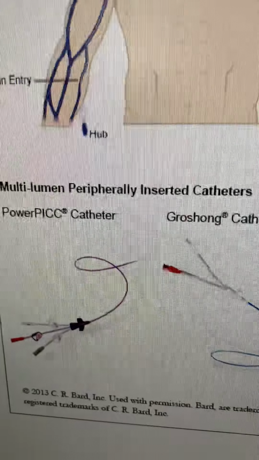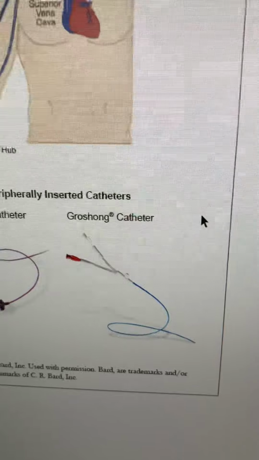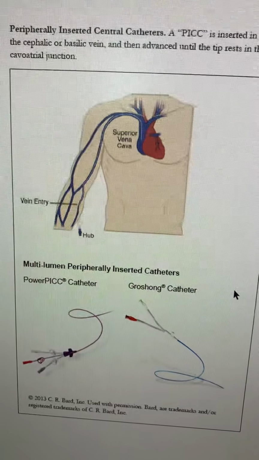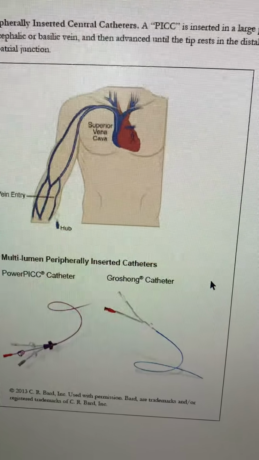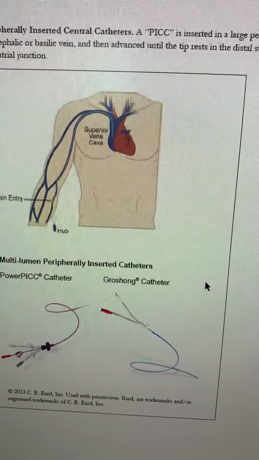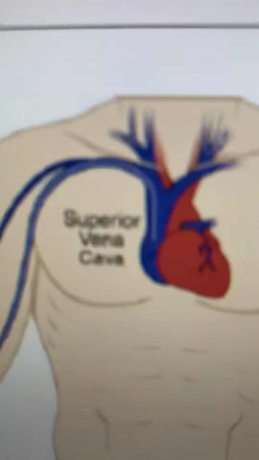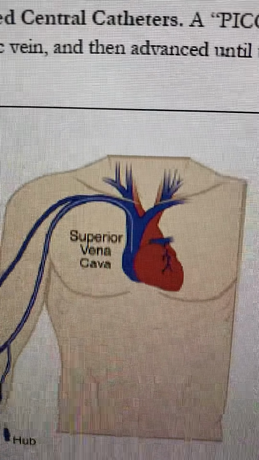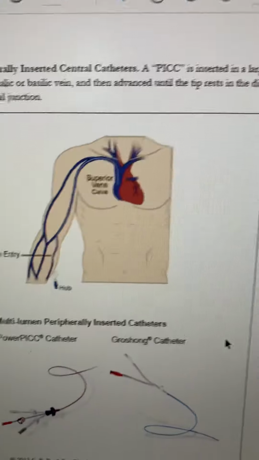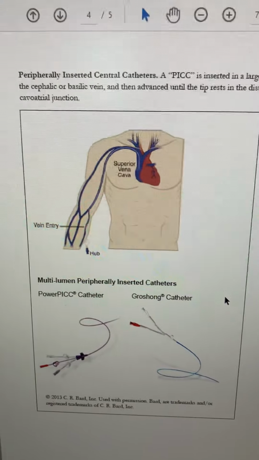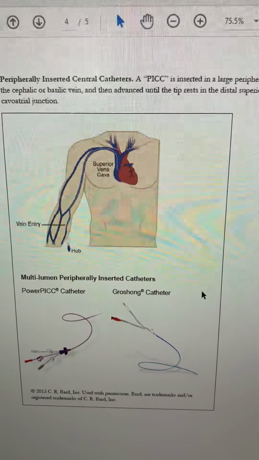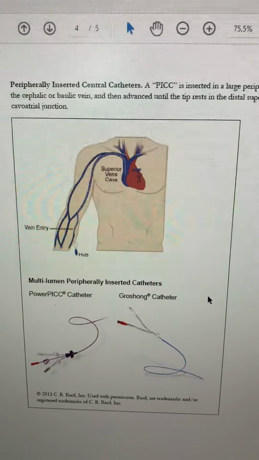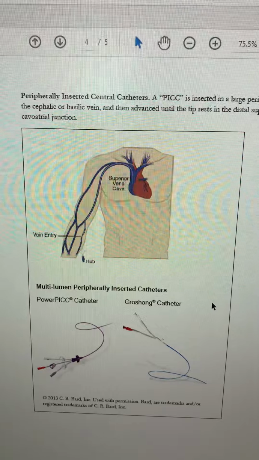Lastly, we have the PICC lines, peripherally inserted central catheters. Here are some different types of power PICCs and Groshong. They are usually inserted into the basilic or brachial or cephalic veins, and again they enter into the superior vena cava, as you can see there. These are short-term to intermediate. You see a lot of these when we just can't get peripheral access any other way, or somebody needs to go home on long-term antibiotics, that type of thing.